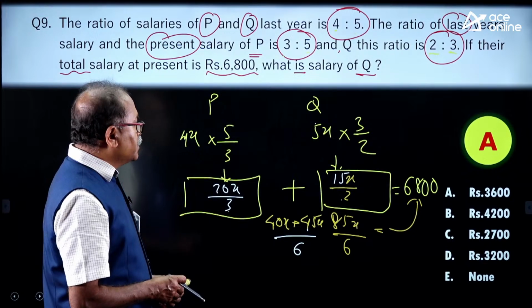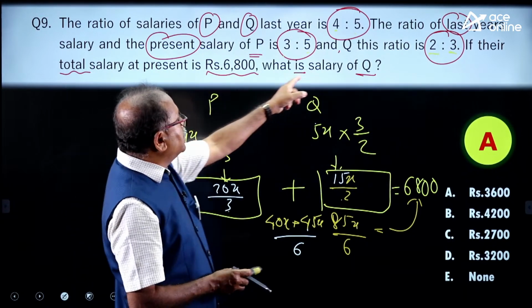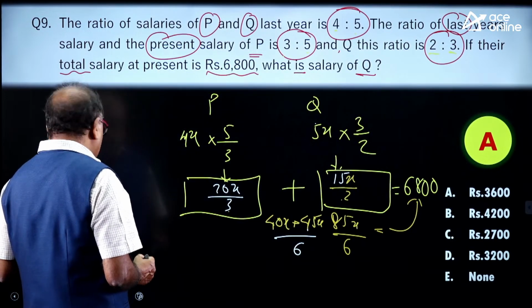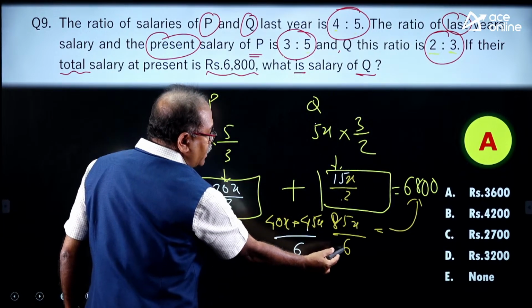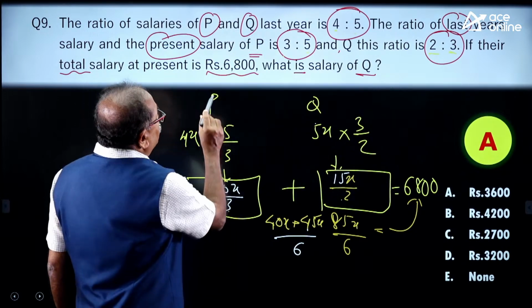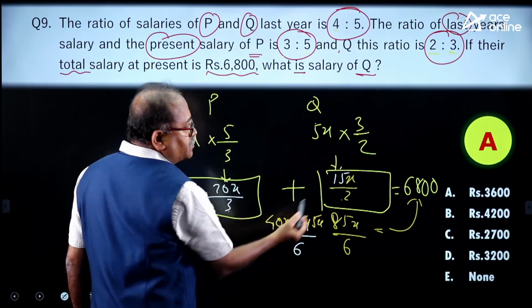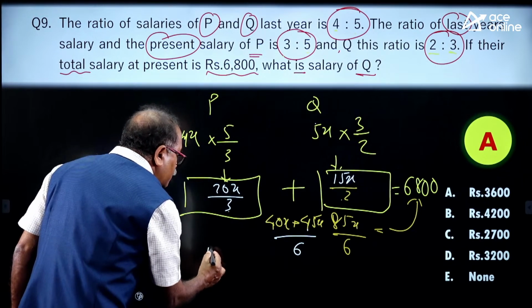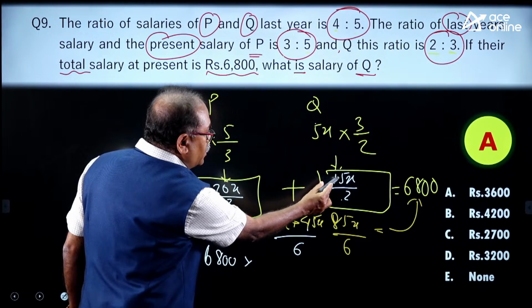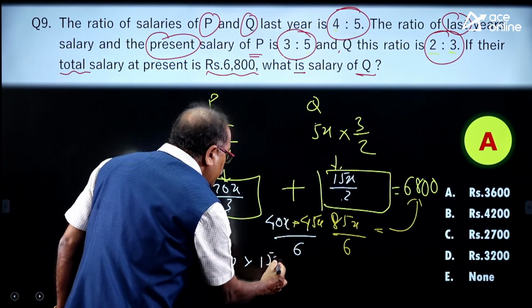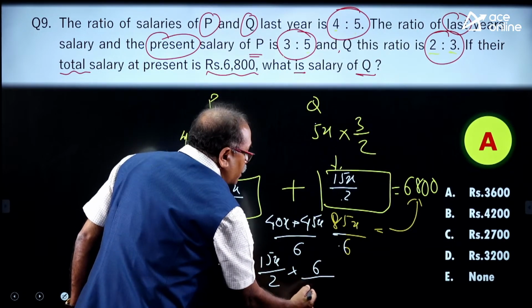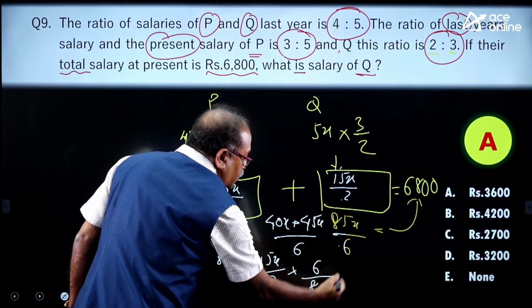Find out, my dear friends. What is my requirement? My requirement is the present salary of Q. I can write it in one line. So when 85x by 6 is equal to 6,800, then what is the salary of Q? That is 15x by 2. So the equation goes this way: 6,800 into my requirement 15x by 2, and this will get reversed, that is 6 by 85x.